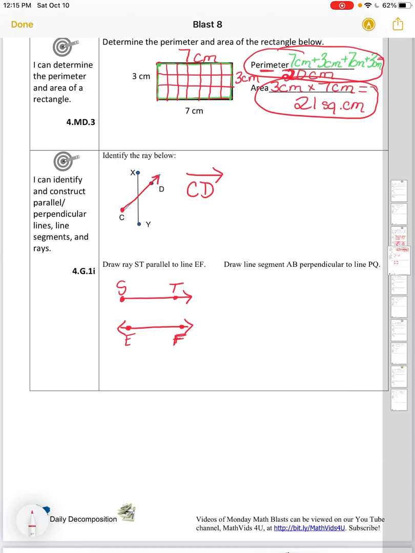Now I want to draw line segment AB perpendicular to line PQ. So a line segment is a part of a line. It has endpoints at both ends. So I'm going to draw my line segment. And in this case, I'm choosing to draw my line segment vertical. Doesn't matter which way we want to draw it. But I'm going to call this A and B. And again, because both ends have points, I could flip those letters if I wanted to.